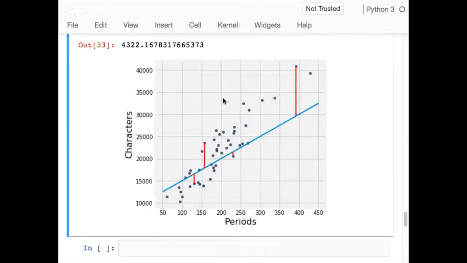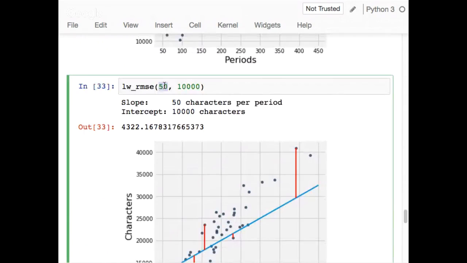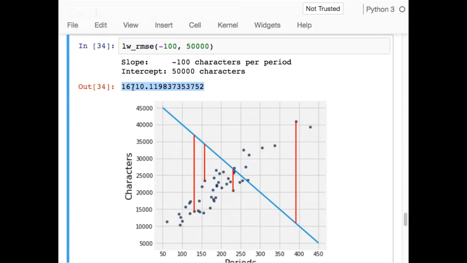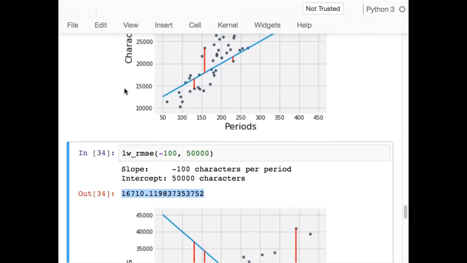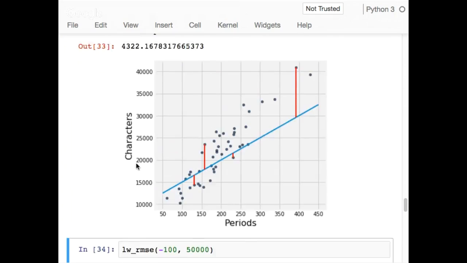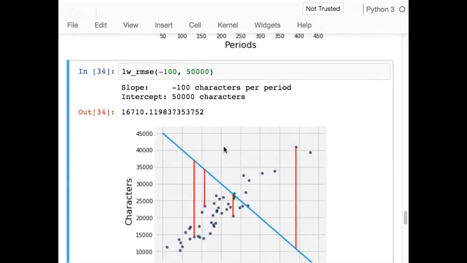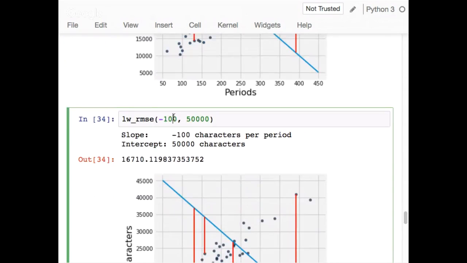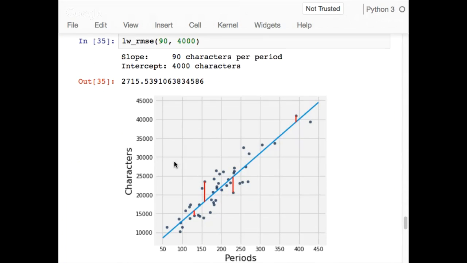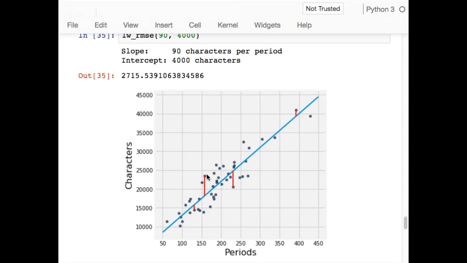Okay. What about my other one, which is the really diagonal one? So let's take negative 150,000. So lots of error, and indeed, the root mean squared error was 16,000, which was a lot more than before, 4,000. Right? So here's 16,000, here's 4,000. Let's try some more. What about this one? So here is 90, let's try 4,000. Much smaller error. Looks like a much better line, right? And indeed, we see that the errors here are smaller, and the root mean squared error is only 2,000.